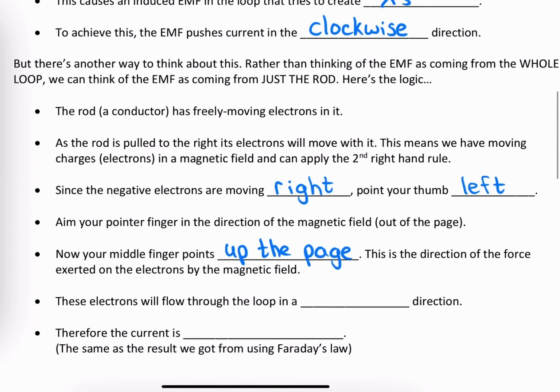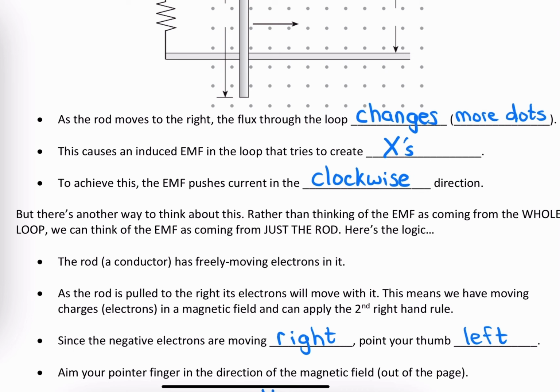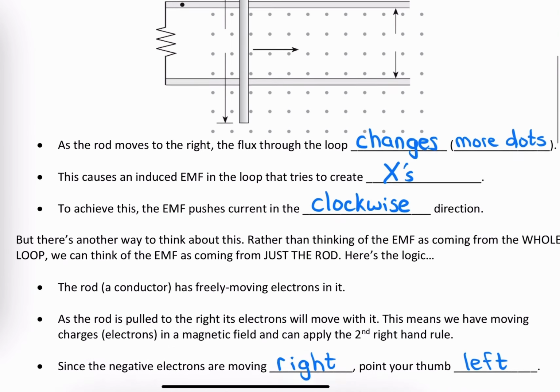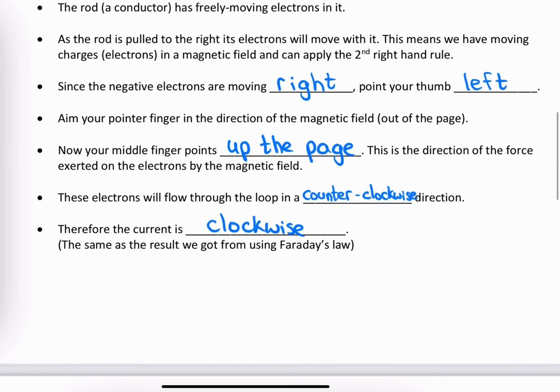Note, this is the exact same result as we got when we used Faraday's law. When we used Faraday's law, we said EMF was pushing current in the clockwise direction. And when we thought about this rod with these freely moving electrons and what the force on those electrons would be, we also determined there would be current in the clockwise direction. So we're getting the same conclusion here, but by thinking about this problem in two different ways.